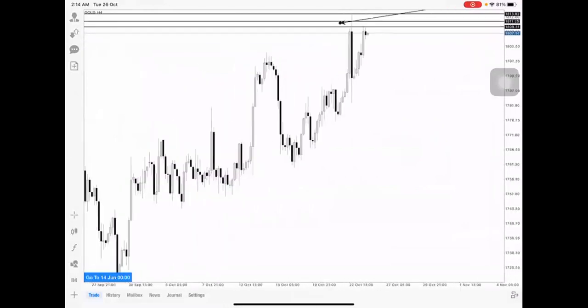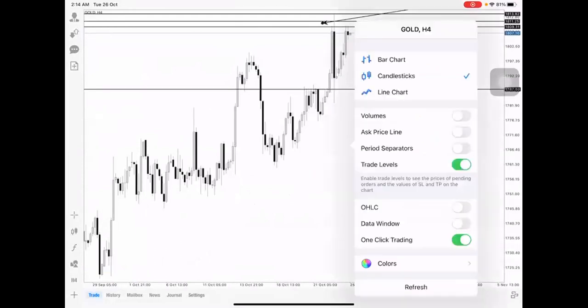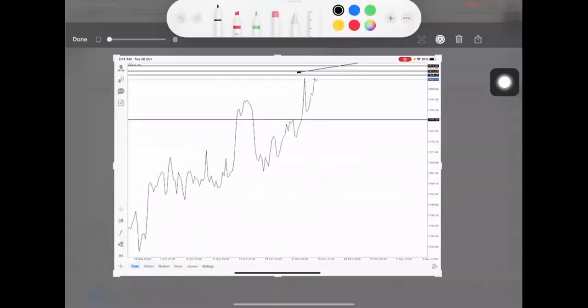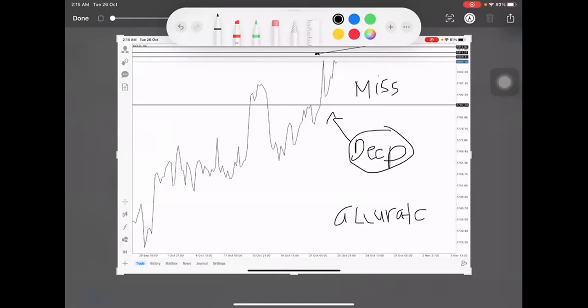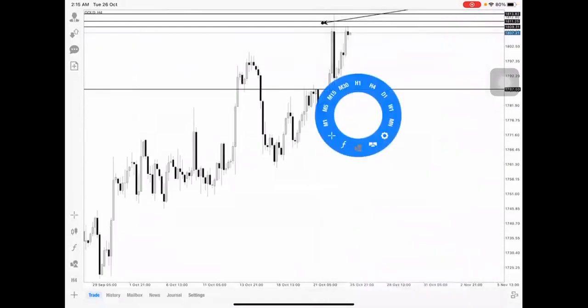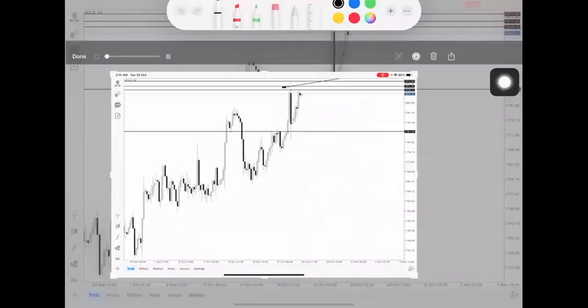Okay. H4 also has a breakout, right? This one. But price goes deep. Okay, we have a miss, deep, and accurate. So for this one it is deep, right? Deep retrace at this one. Deep, actually price goes to what?